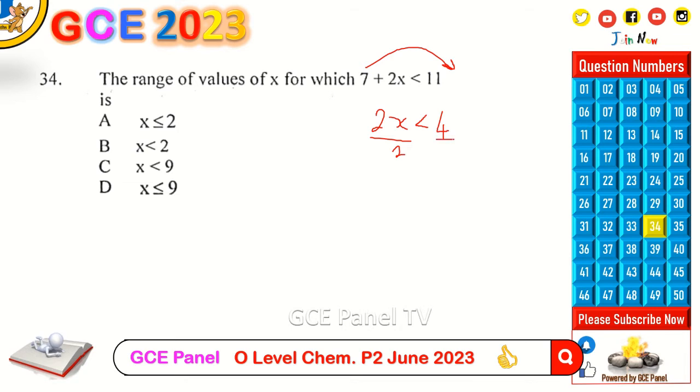Okay. So we are left with x is strictly less than what? Less than 2. There was no greater than or equal to here. So x is strictly less than 2.